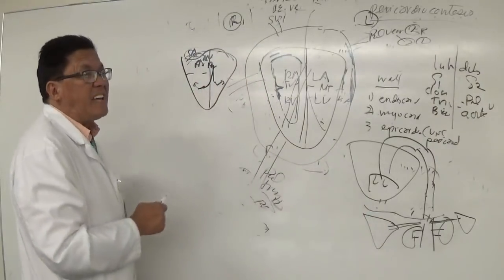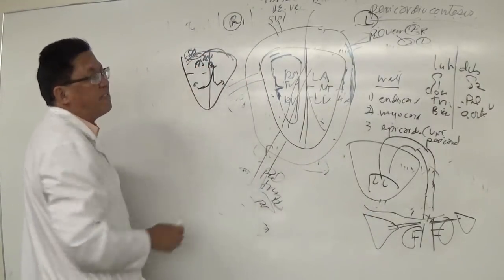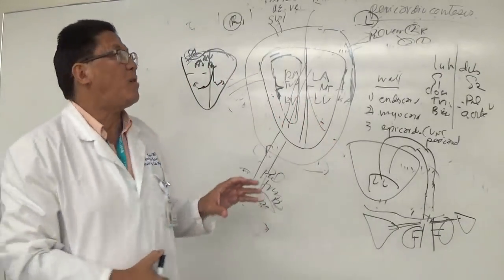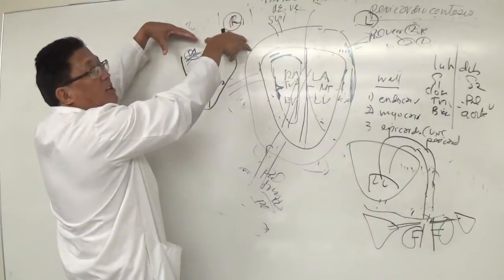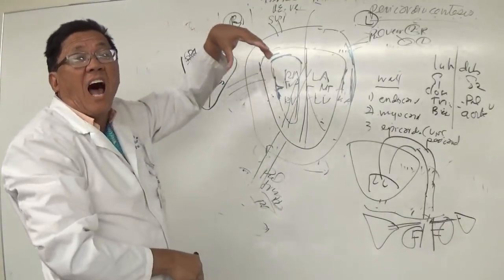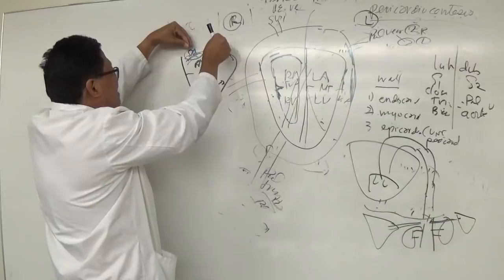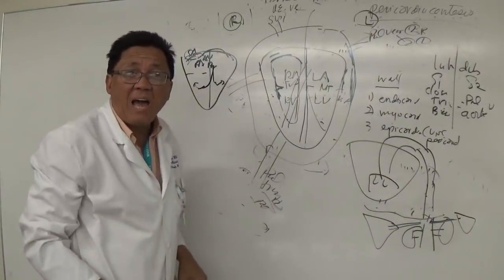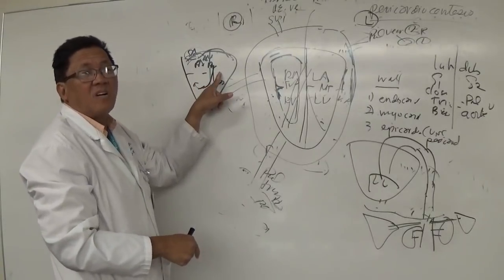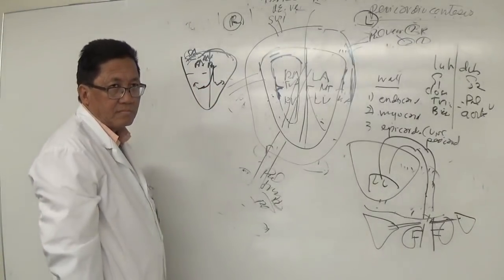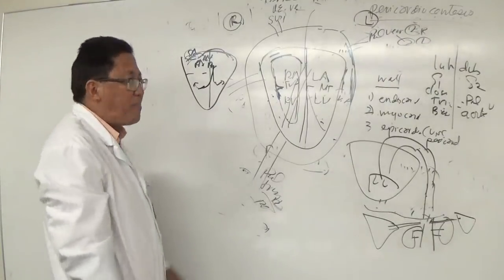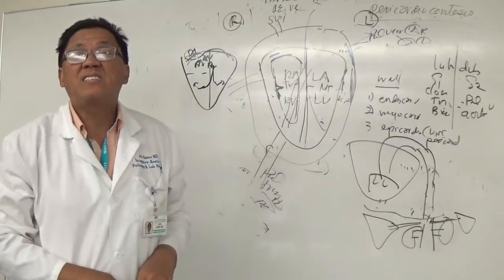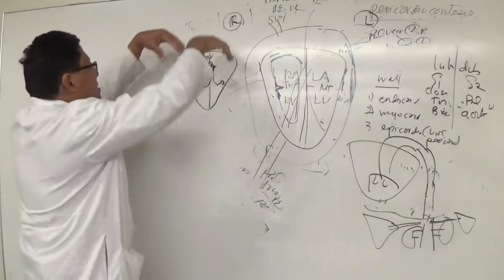The SA node sends a signal to the right and the left at the same time, or maybe there's a slight lag. When they send the signal, what happens to the muscles? They will contract at the same time. Bam! Muscles contract, what happens to the blood? It goes down at the same time. What happens to the valves here? Close? No, they open. Why would they close? They open because the blood is going down. It's called atrial what? Systole. Systole means muscle contraction. Bang!